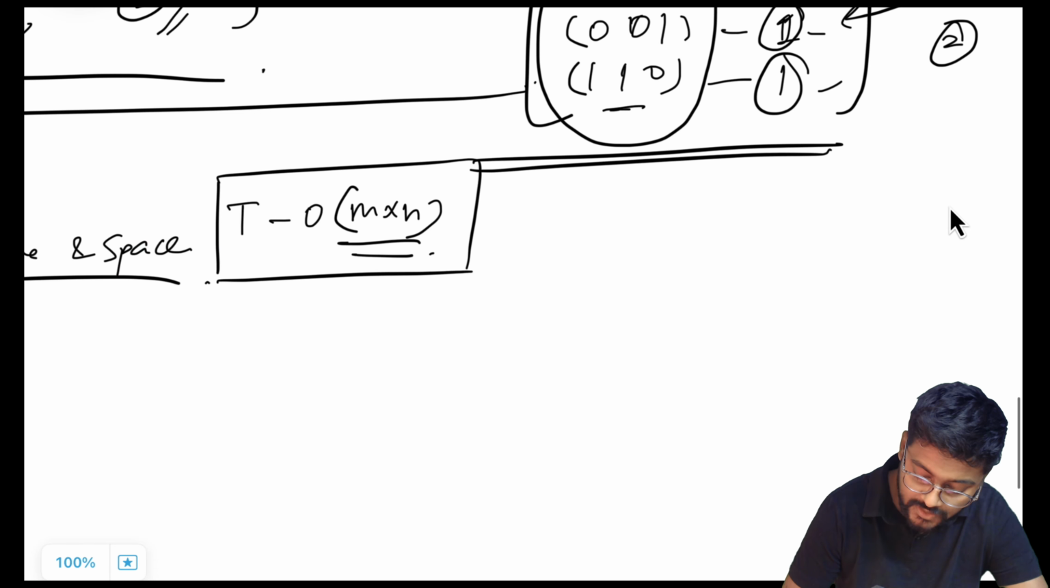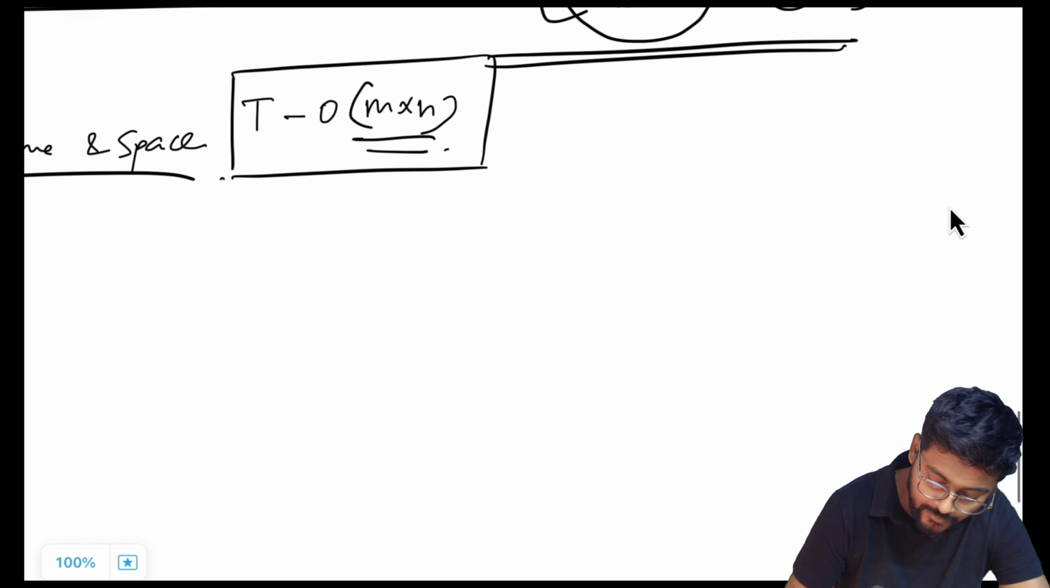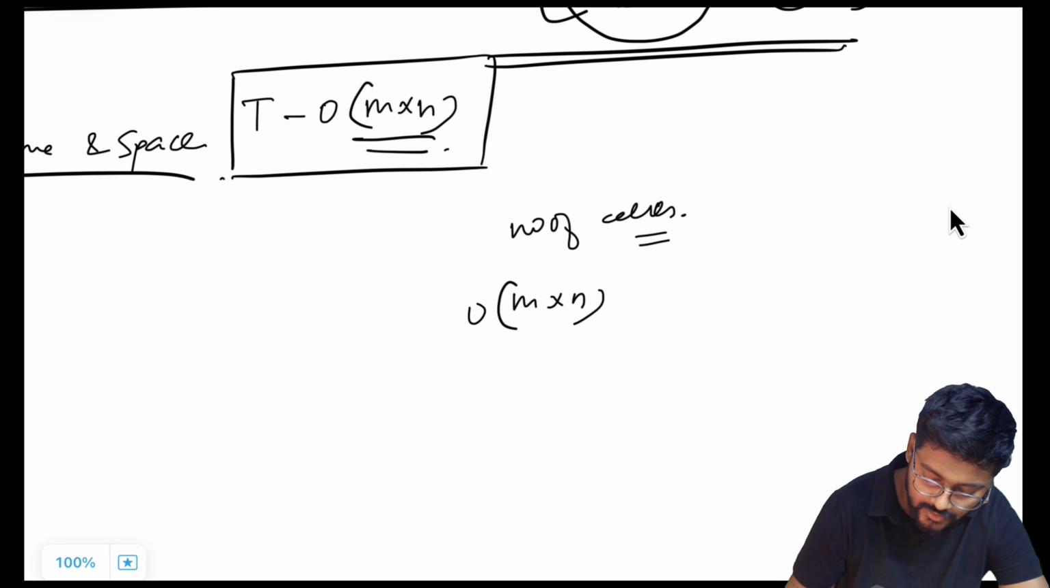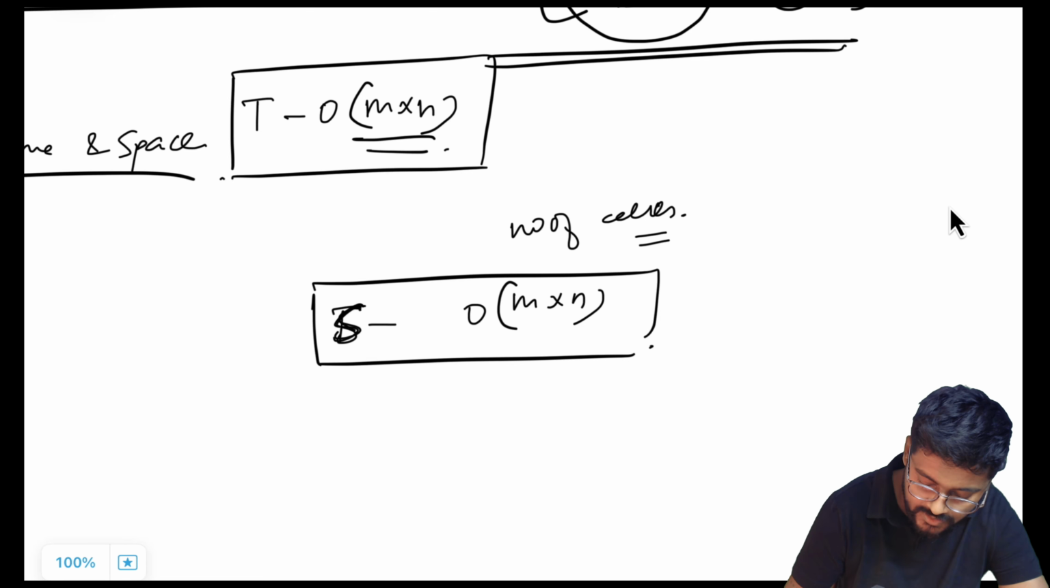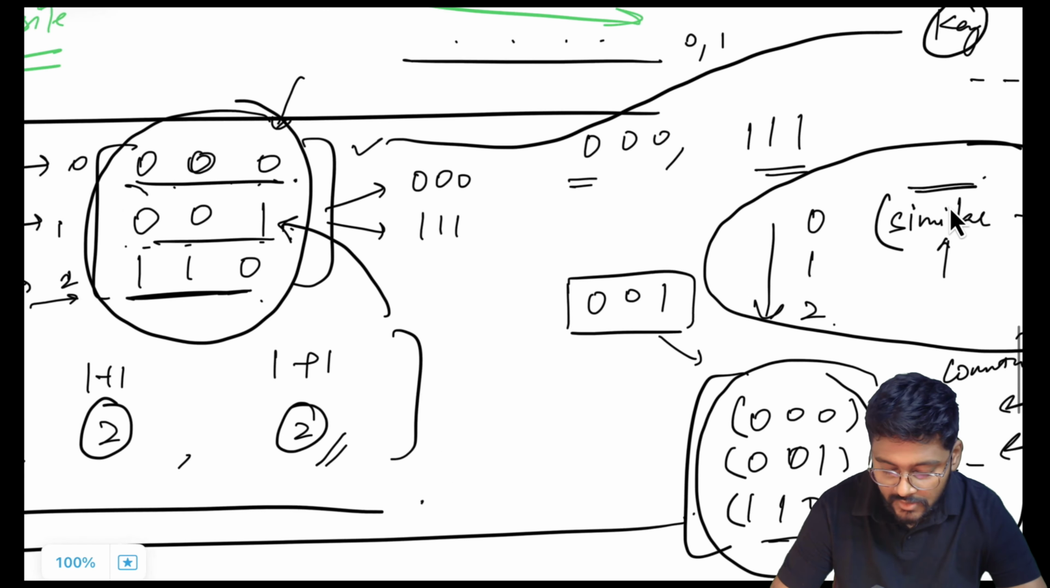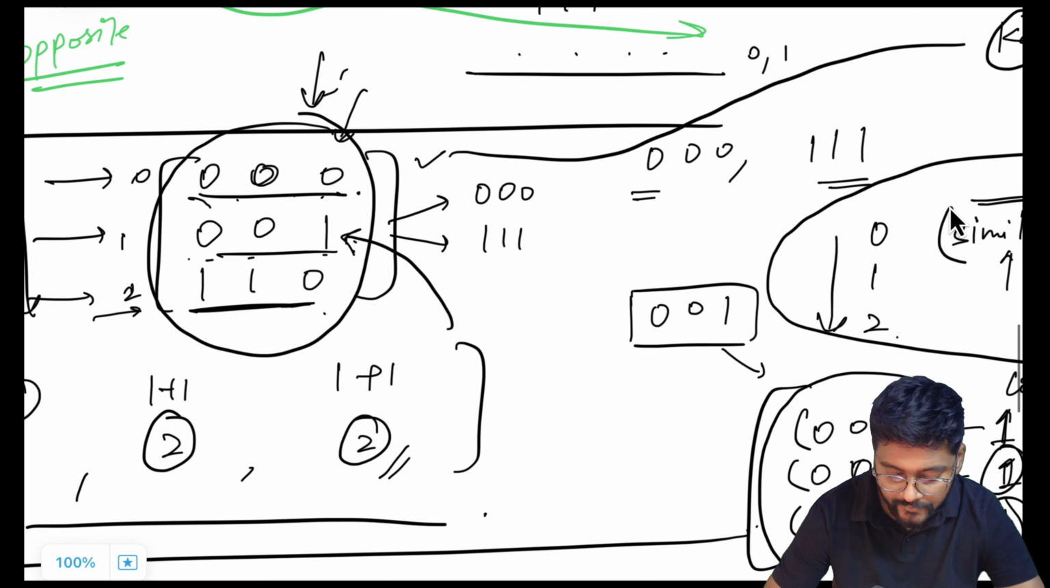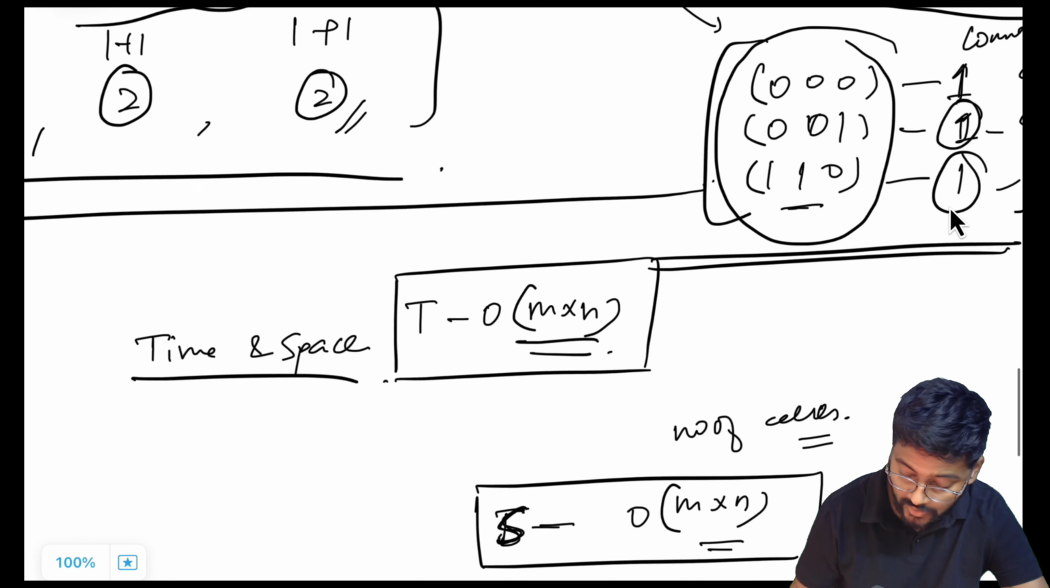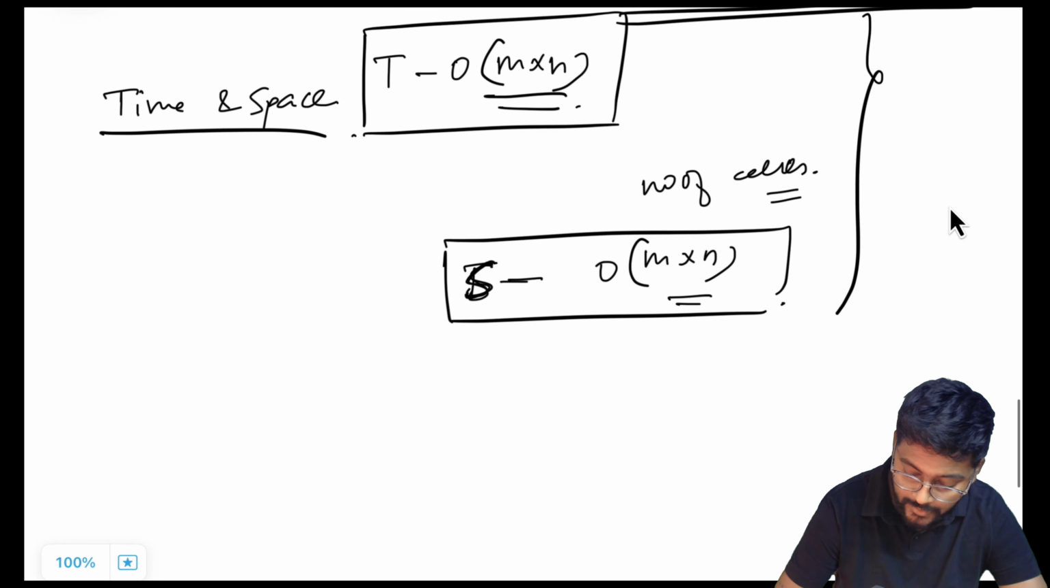What is the space complexity? Space complexity will also be the number of cells. Number of cells are m cross n. Sorry, the space complexity will be the same, m cross n, and the time complexity will be the same, which is this grid. We are not going out of this grid. Nothing special outside of this grid we are doing. So this is the time and space complexity.